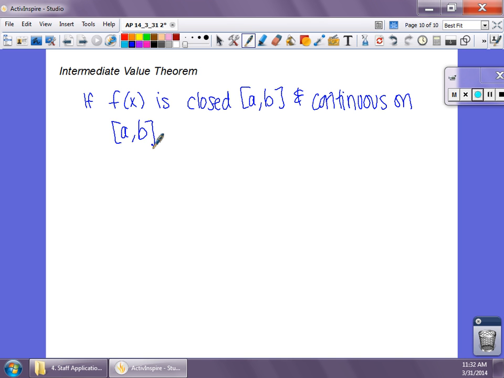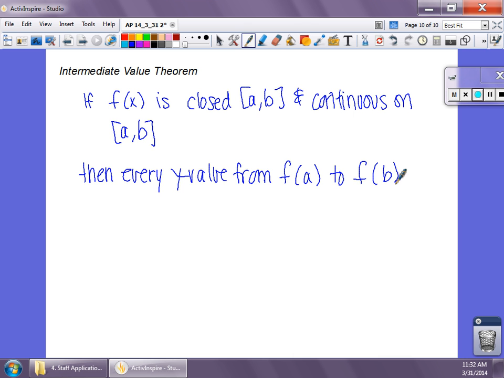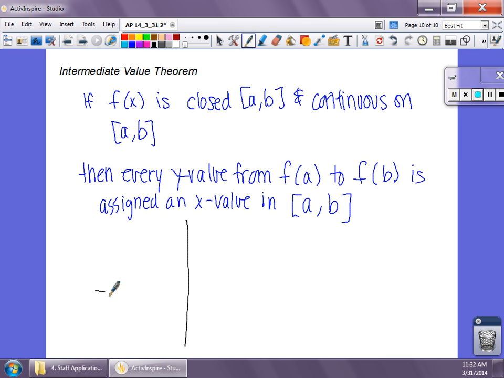If that's the case, then every y value from f of A to f of B is assigned an x value in A to B. That's officially what it says.